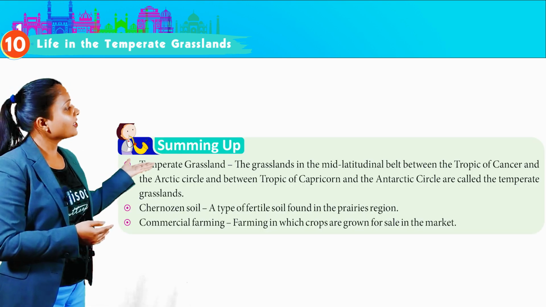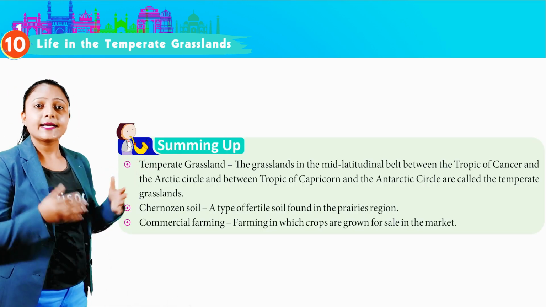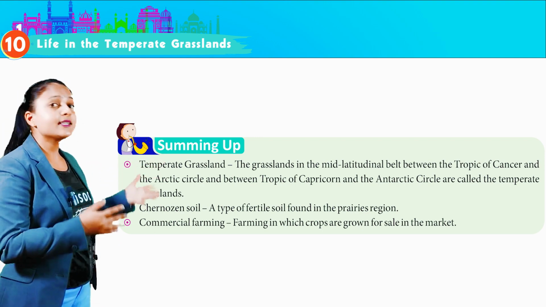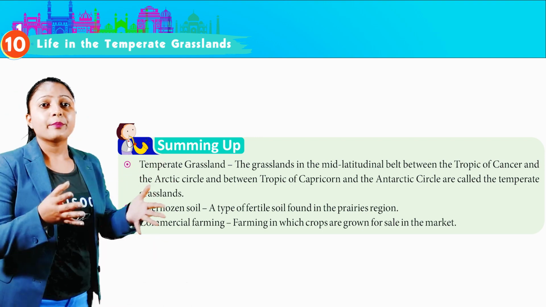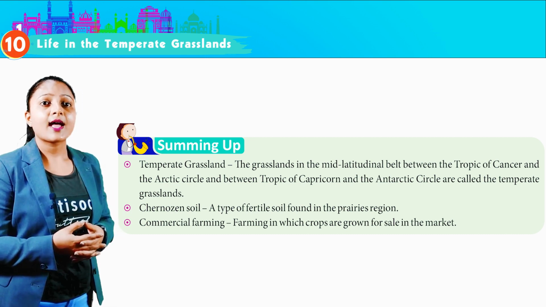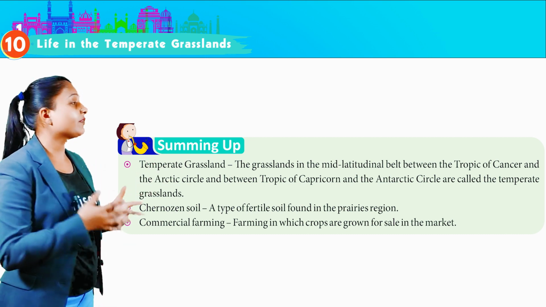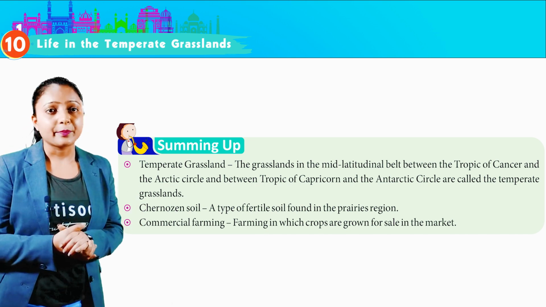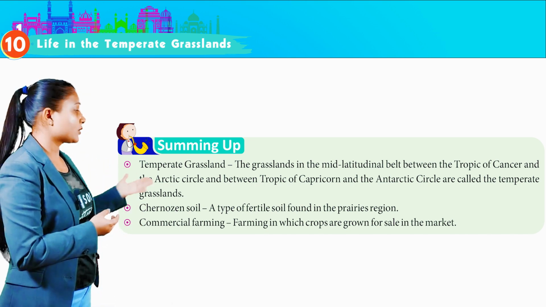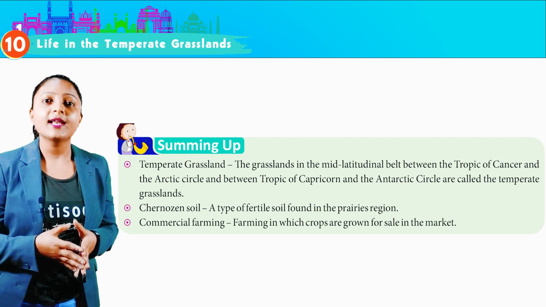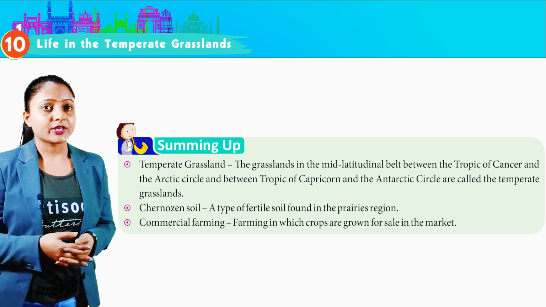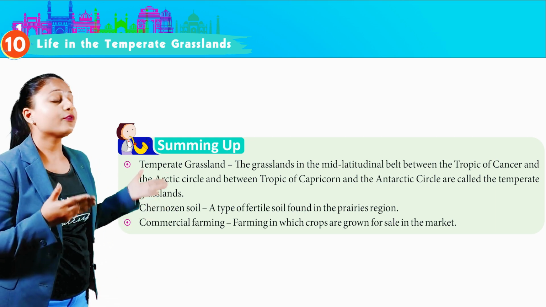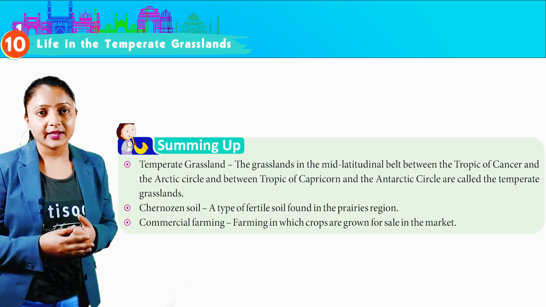Now let's sum up the chapter. Summing up, temperate grasslands. The grasslands in the mid-latitudinal belt between the Tropic of Cancer and the Arctic Circle and between Tropic of Capricorn and the Antarctic Circle are called temperate grasslands. Chernozem soil, a type of fertile soil found in the prairies region. Commercial farming, farming in which crops are grown for sale in the market.